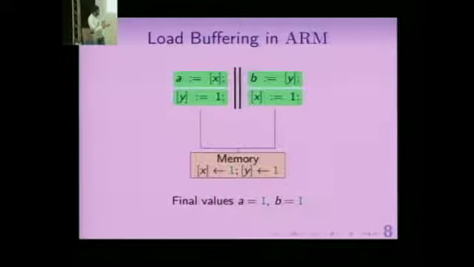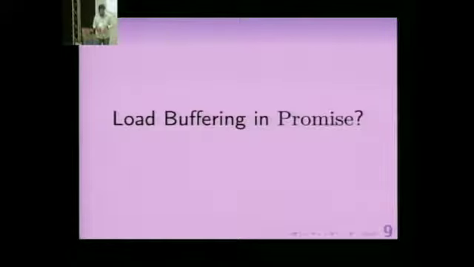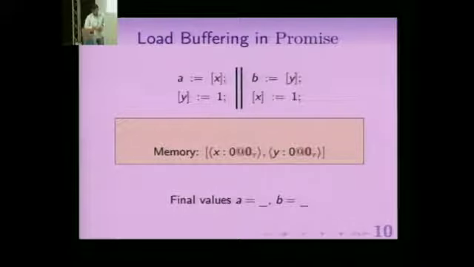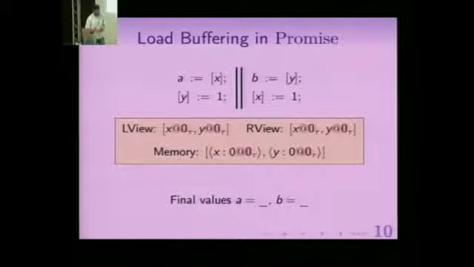So we get a result A equals 1, B equals 1. How can they get the same behavior in the settings of the promise memory model? In the promise model, memory is a set of messages. Each message comprises a location, a value, and a timestamp. Timestamps are used to induce a total order on writes to a specific location. Also, each thread has so-called views, which were presented by Jan Oliver in the previous talk.